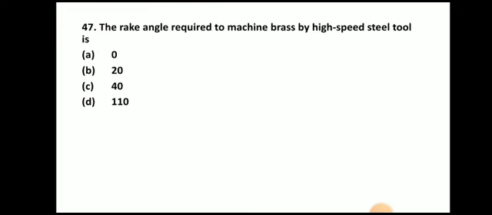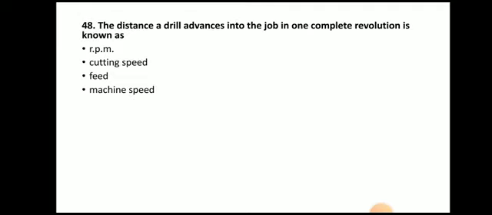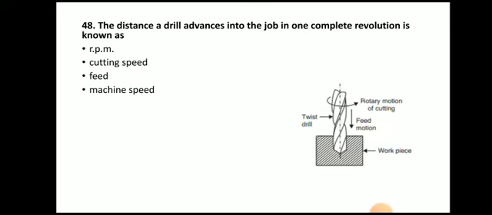Next question. The rake angle required to machine a brass by high speed steel tool is. The answer is 0. Next question. The distance a drill advances into the job in one complete revolution is called as feed.